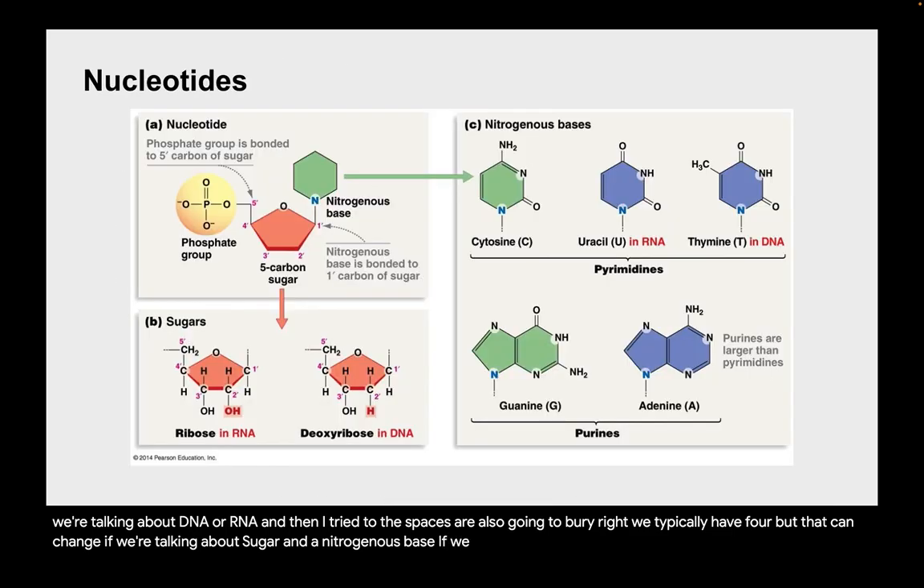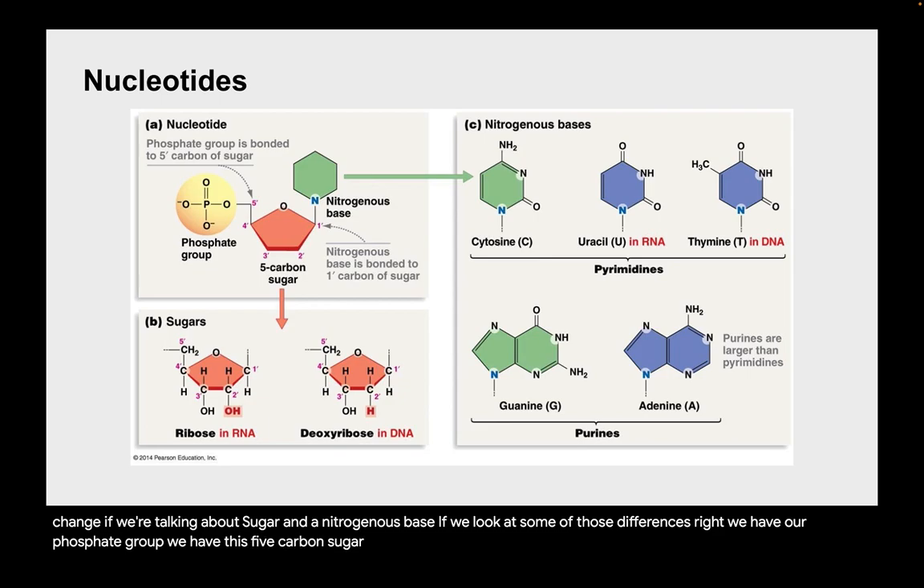If we look at some of those differences, we have our phosphate group, we have this 5-carbon sugar. Like I said, this can vary depending if we're talking about RNA or DNA. In RNA, it's going to be this ribose sugar. In DNA, it's going to be a deoxyribose sugar. They look almost identical, except that in DNA, this deoxyribose is missing an oxygen that the ribose has. So very, very similar, very slight difference though.